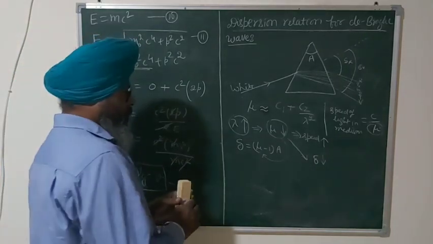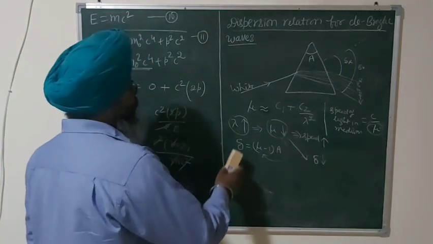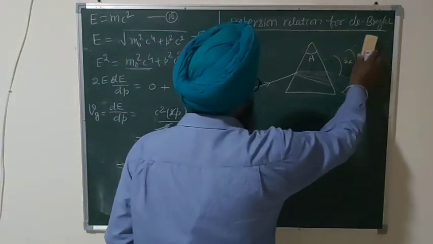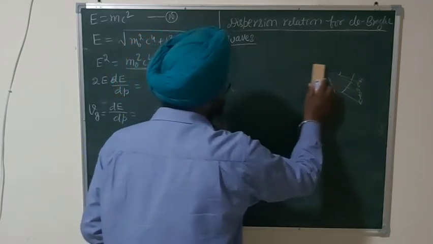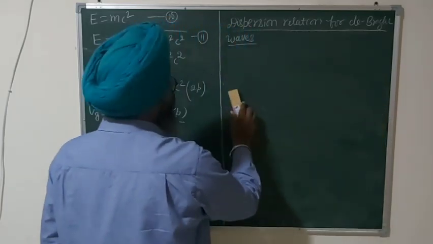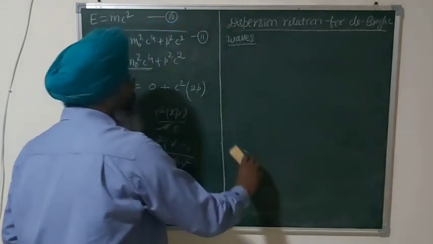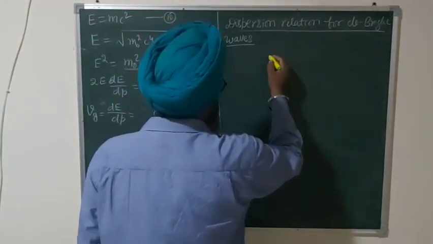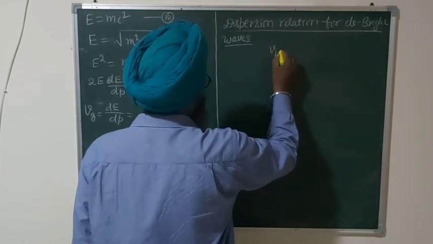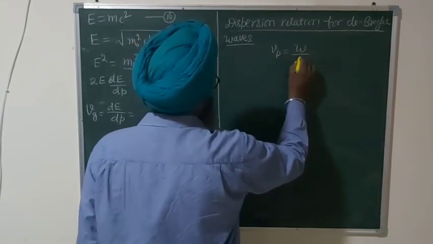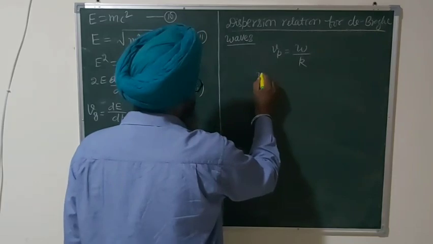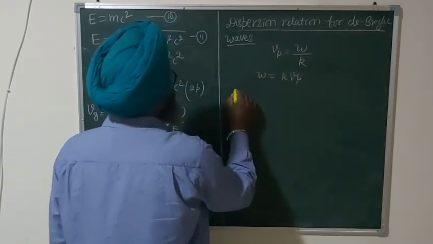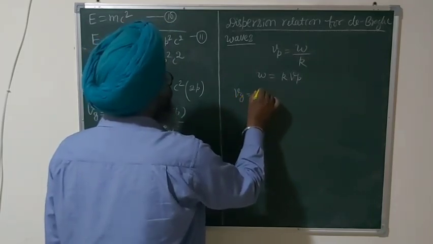This part you can probably skip from my lecture if you already have the knowledge about this topic. Let us now go to the dispersion relation in de Broglie waves. Now, how to obtain the dispersion relation for de Broglie waves? We know that the phase velocity of de Broglie waves is the ratio of omega to k. Therefore, I can write omega is equal to k Vp.